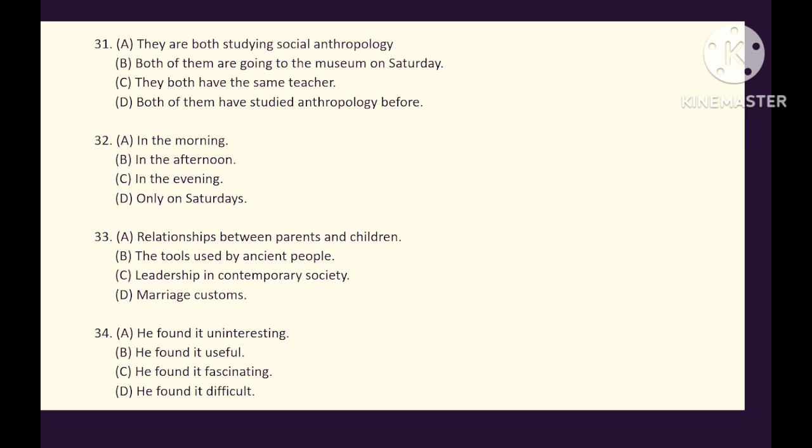I've never taken an anthropology course before, but I'm glad I decided to take her course. Yeah, same for me. In fact, I never thought of anthropology as an interesting subject, but now I sure do. Number 31. What do the two speakers have in common?